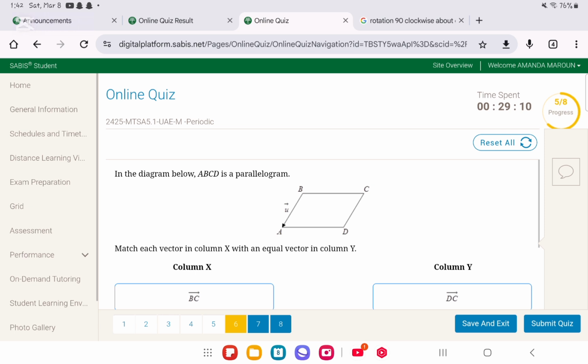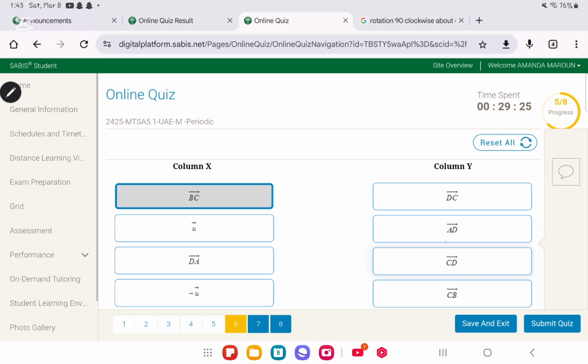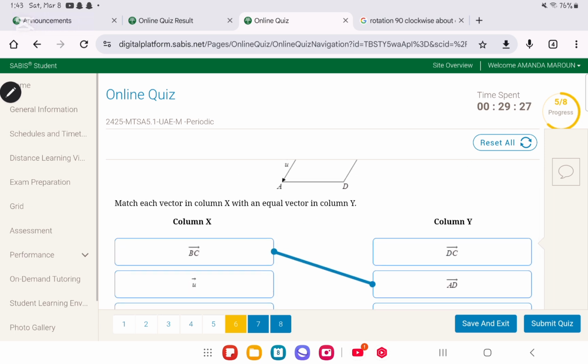So in the diagram below, ABCD is a parallelogram. Match each vector in column X with an equal vector in column Y. They need us to find the value of BC. Very simply, BC is parallel to AD, so you will look for AD. BC is equal to AD.